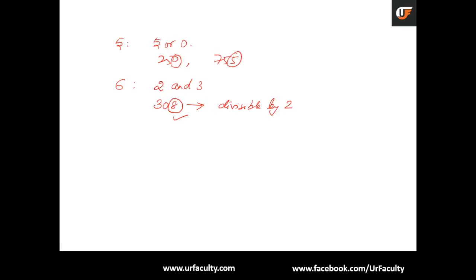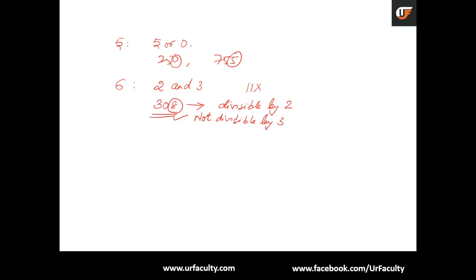Here again, what do we need to do? In the case of 3, we need to add up all the digits. So 3 plus 0 is 3, 3 plus 8, 11. So the sum is 11, which means it is not divisible by 3. Not divisible by 3. Hence, 308 is not divisible by 6.